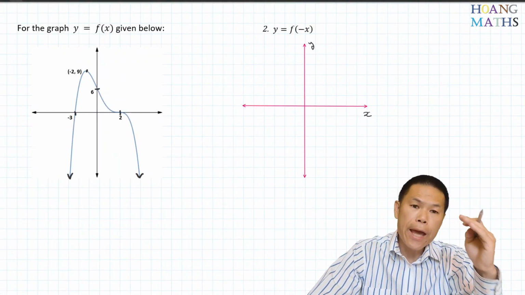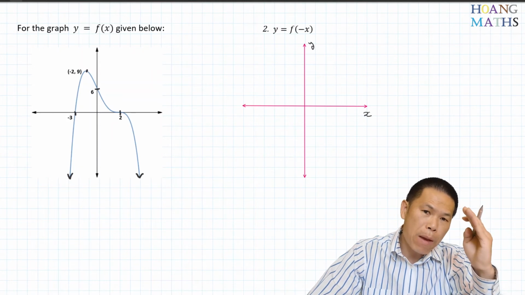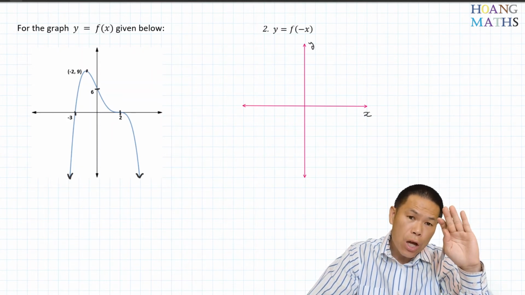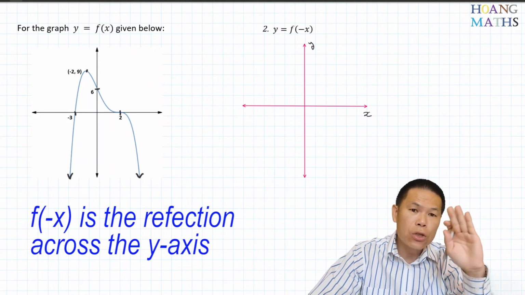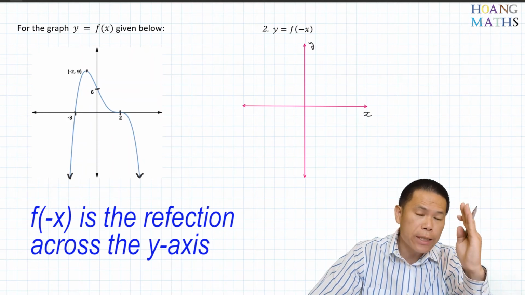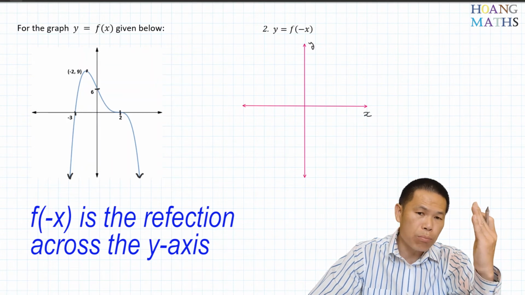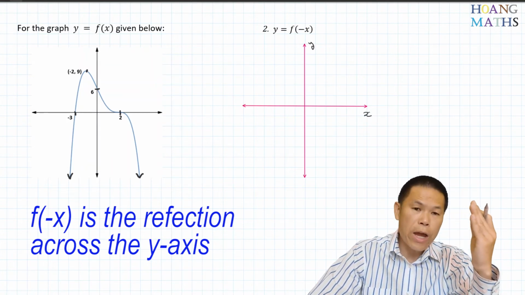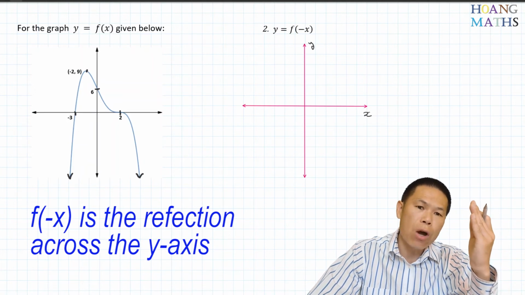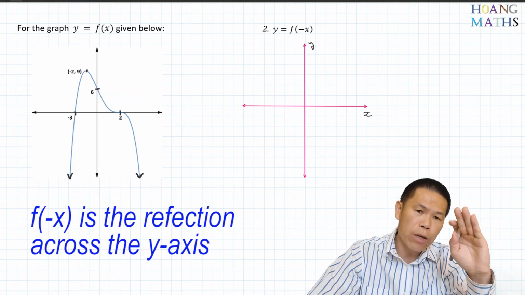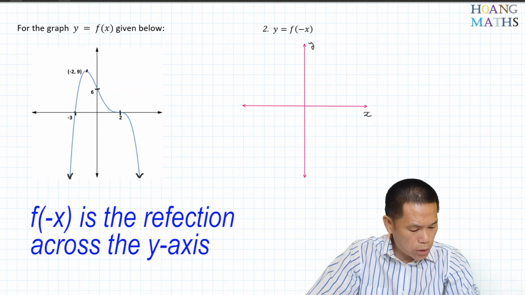Second one, f of negative x. Remember, it's just the reflection in the y-axis. So the x changes, the x becomes negative x. So inside the bracket, the value of x changes. That's all it is. So we have an x-intercept at negative 3, 0. So the x, negative 3, becomes positive 3. So 3, 0 here.